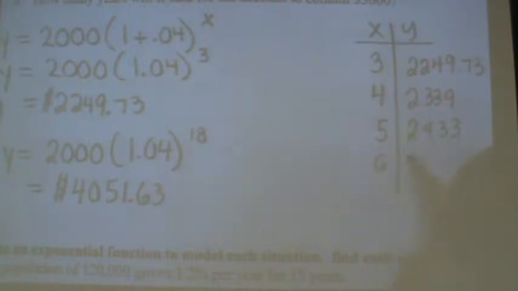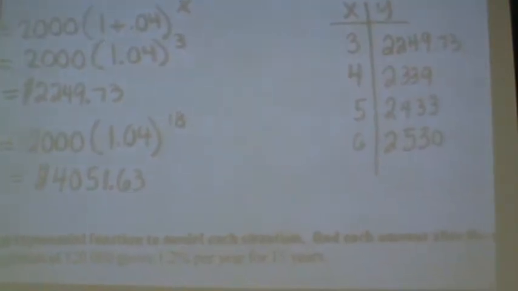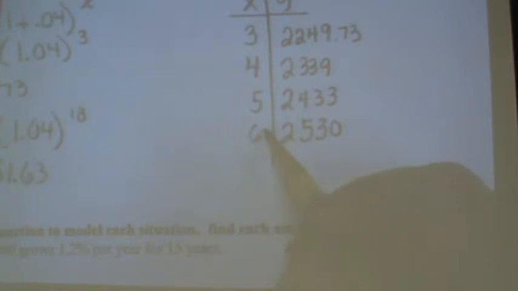If you put a 5 in here, you would get 2,433. If you put a 6, you get 2,530. Okay, here we go. Doesn't 2,500 fall between these 2 years? Yes. So the answer to C is between 5 and 6 years.